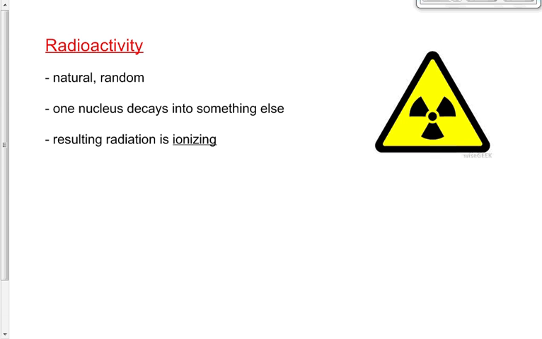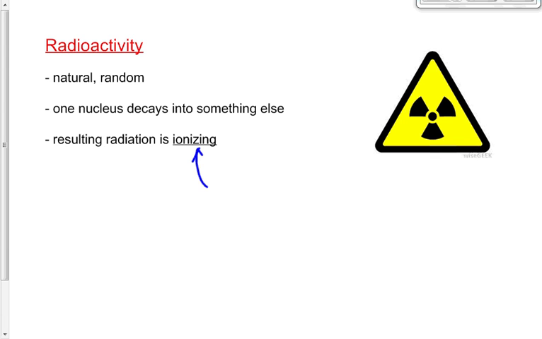The resulting radiation is ionizing. What does that mean? What's an ion? You guys know this. You guys took Chem AP, right? What's an ion? Go ahead. It's like a charged atom, right? It's an atom that has extra electrons or extra protons, a deficiency of electrons. So it's charged, either positive or negative.